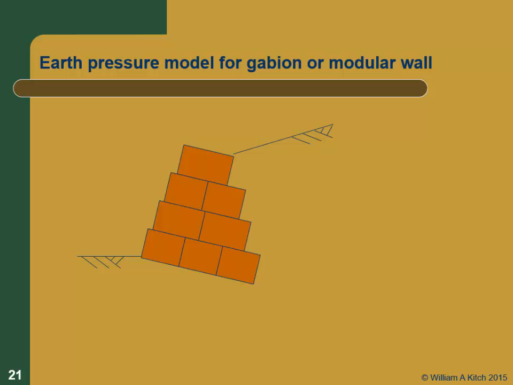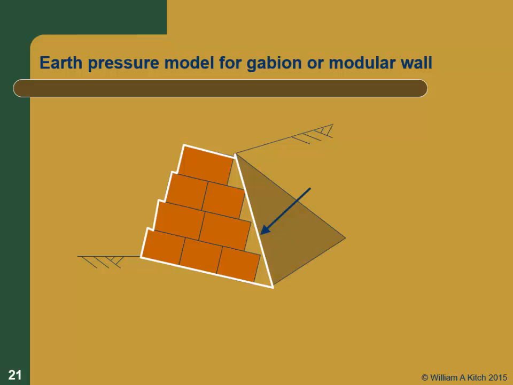For a gabion or a modular wall that has modules that are put together like this, we usually draw a free body diagram that surrounds the modules themselves, and then again apply the earth pressure back there. Coulomb is again better than Rankine.